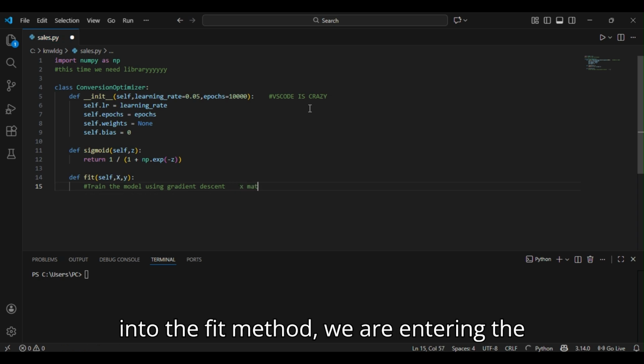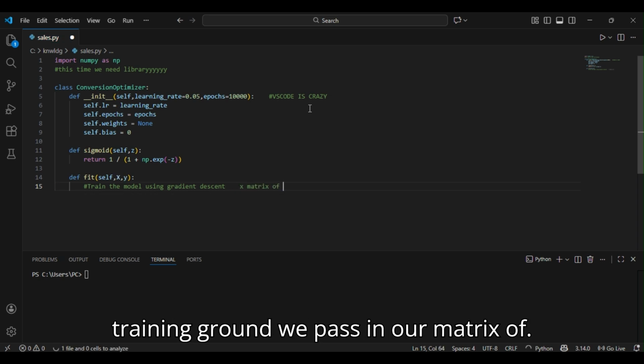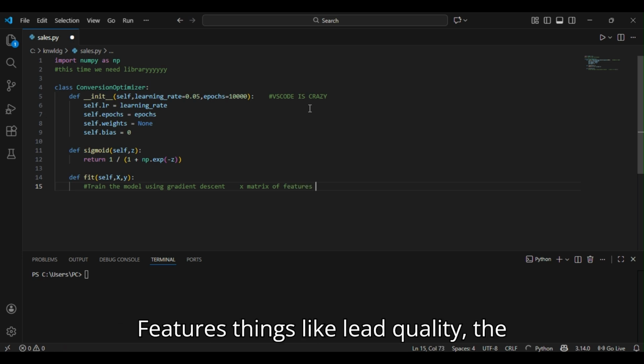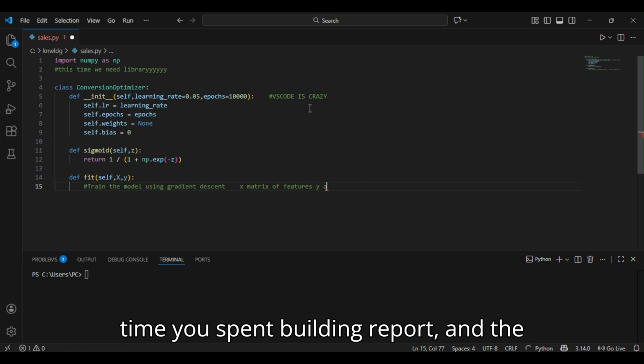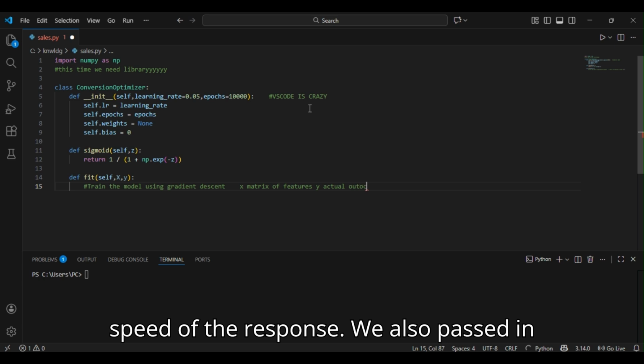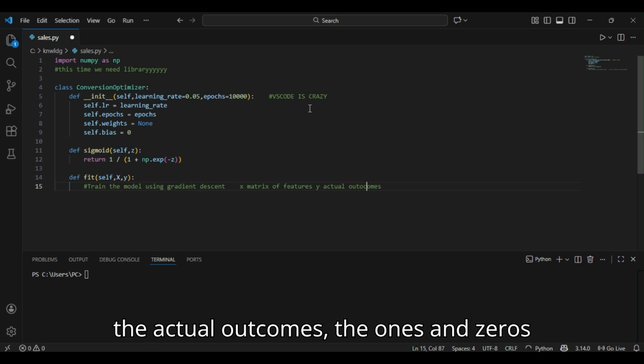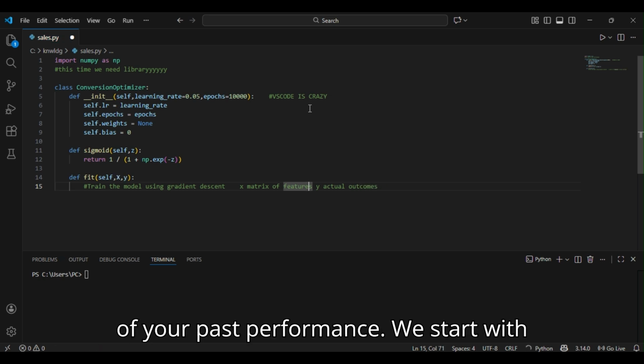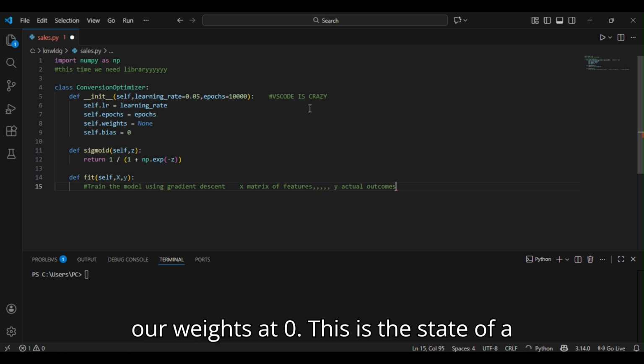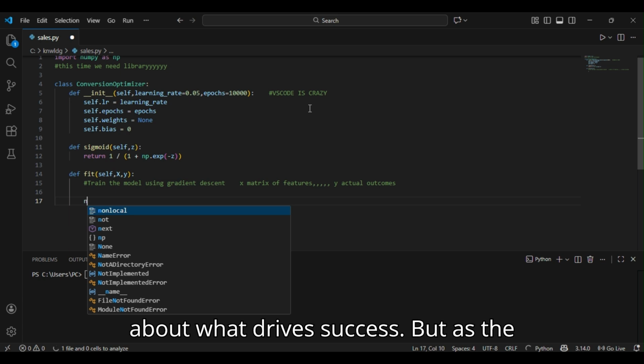When we move into the fit method, we are entering the training ground. We pass in our matrix of features. Things like lead quality, the time you spent building a report, and the speed of their response. We also pass in the actual outcomes, the ones and zeros of your past performance. We start with our weights at 0. This is the state of a beginner, having no preconceived notions about what drives success.